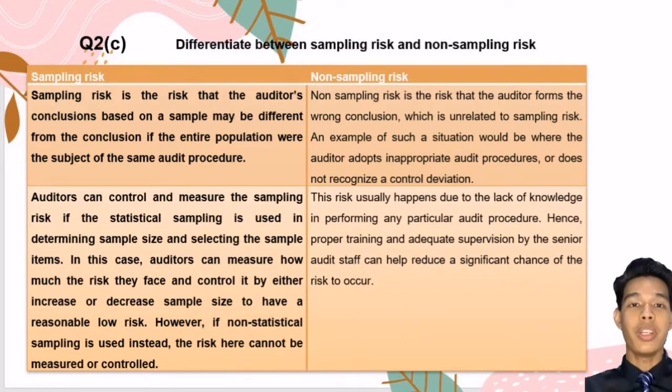Lastly, I will explain about the difference between sampling risk and non-sampling risk. The auditor can control and measure the sampling risk if statistical sampling is used in determining the sample size and selecting the sample items. In this case, the auditor can measure how much risk they can face and control it. For the non-sampling risk, the auditor can draw an incorrect conclusion, which is unrelated to the sampling risk. The risk usually occurs from a lack of knowledge, and therefore proper training and adequate supervision by the senior audit staff can help reduce the chance of the significant risk occurring.